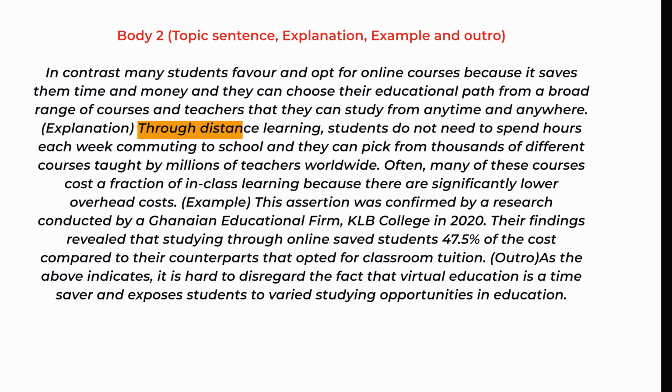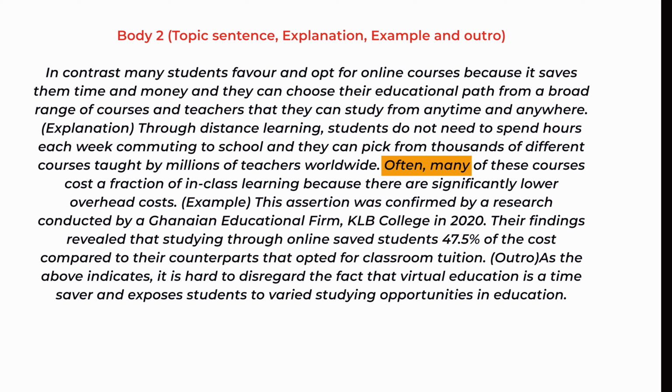Now, let's see how I explain this. Through distance learning, students do not need to spend hours each week commuting to school, and they can pick thousands of different courses taught by millions of teachers worldwide. Now, I further went on to explain that often many of these courses cost a fraction of in-class learning because there are significantly lower overhead costs. So this is my explanation. After explaining in 2 sentences like this, the next thing you have to do is to give an example. Now let's see how I gave my example.